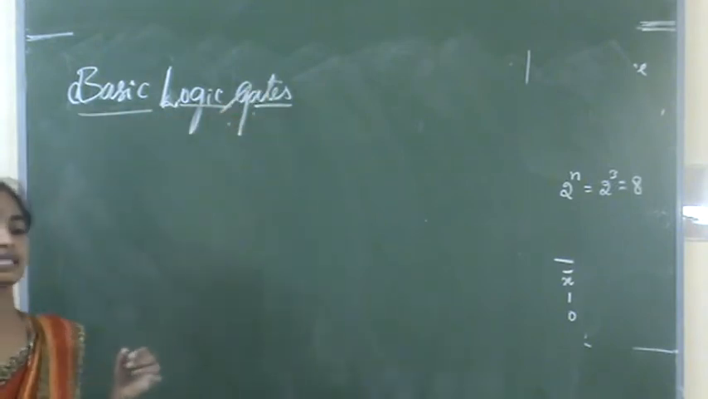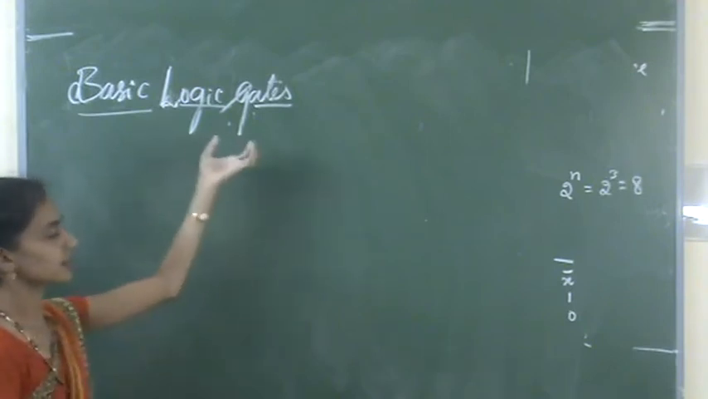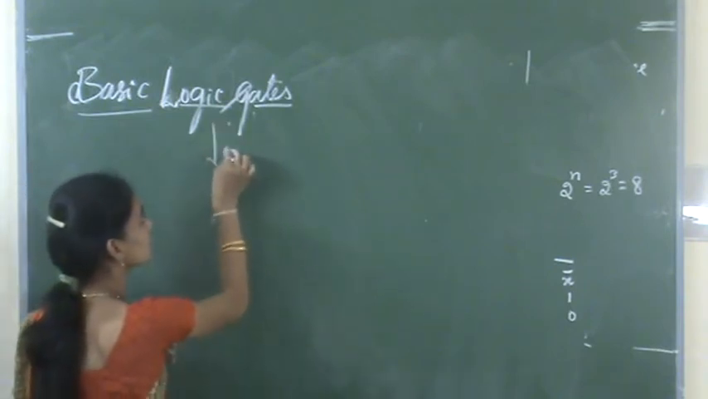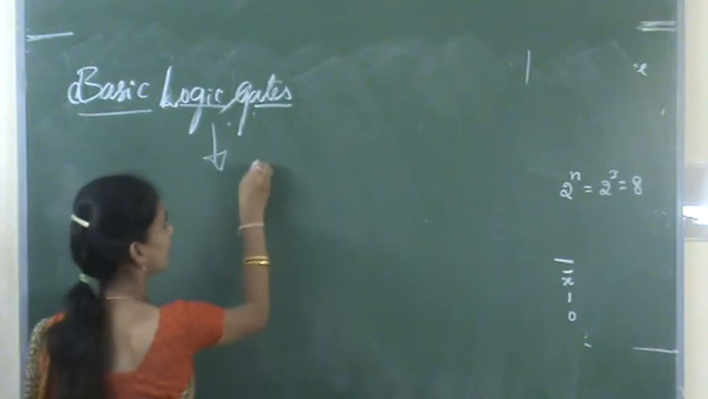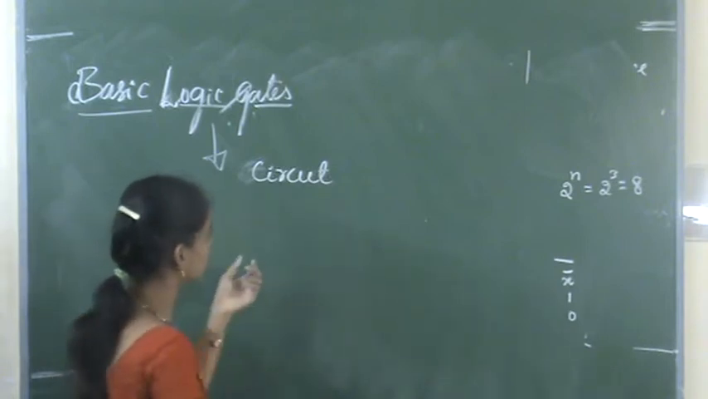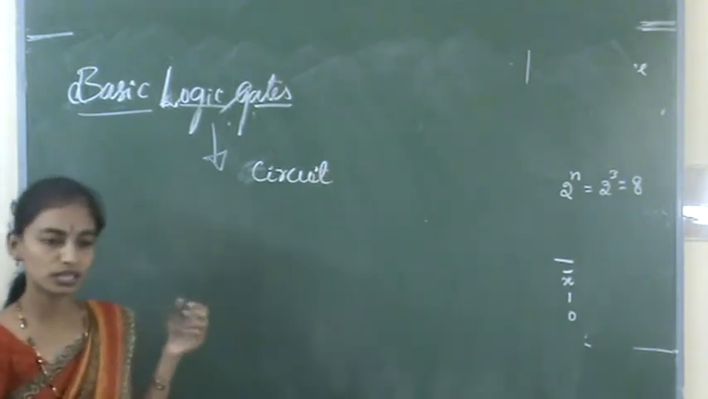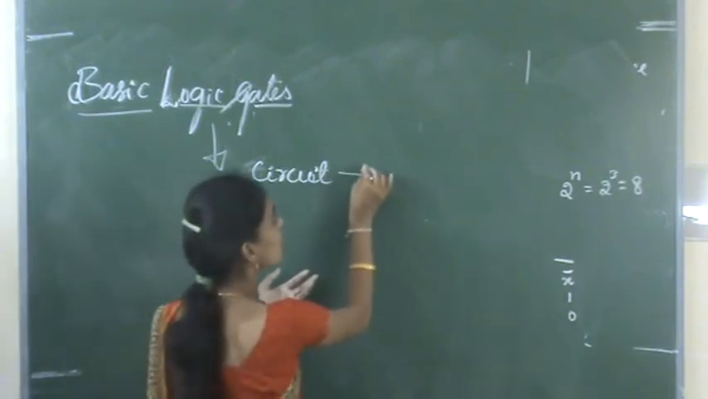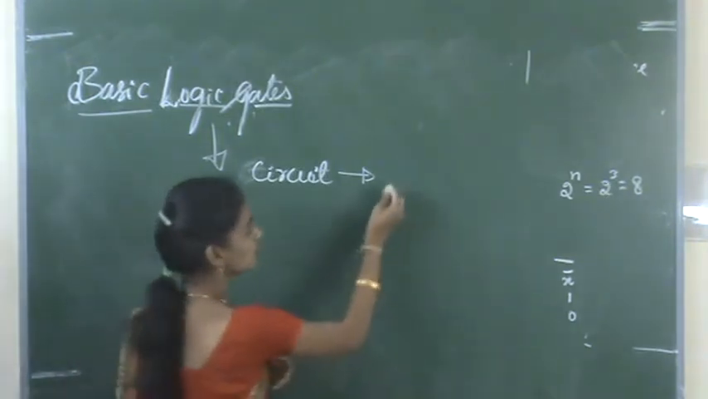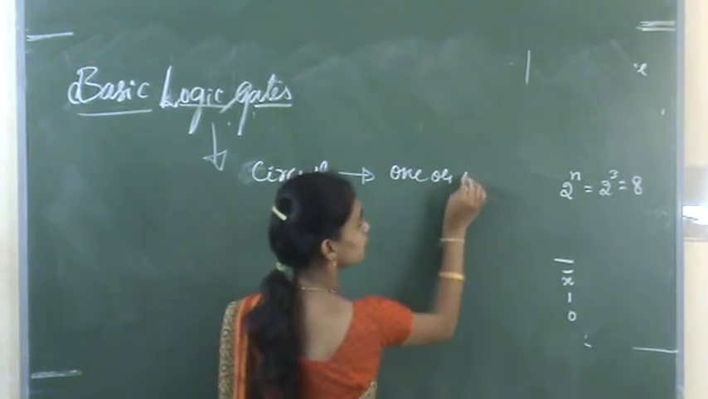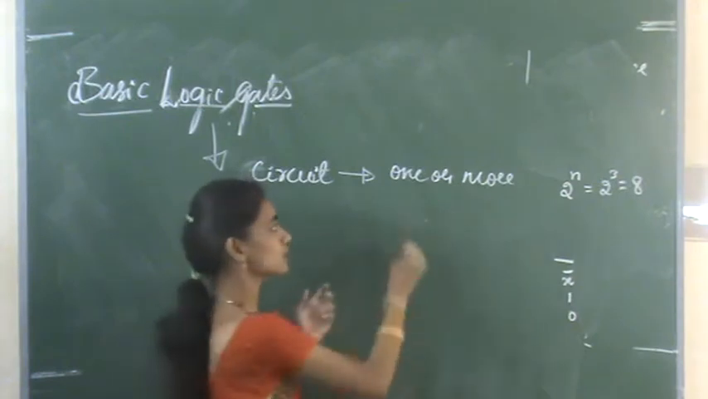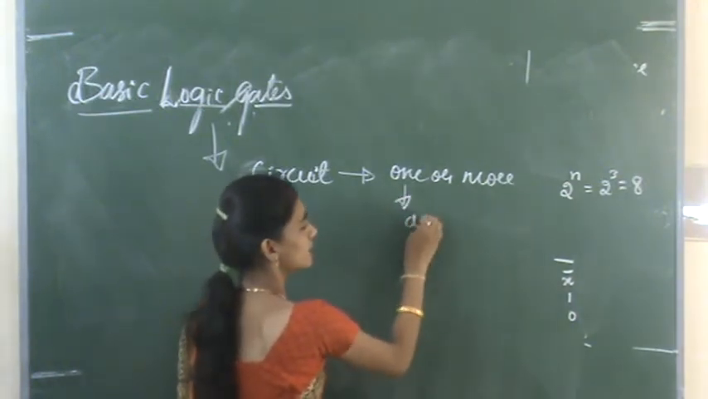Okay, next topic is basic logic gates. So what is this gates? First we will know. Okay, so gates are logic gate, basic logic gate, all the same. So what is this gate means? So it is a simple electronic circuit which operates by using one or more inputs and produces a single output.